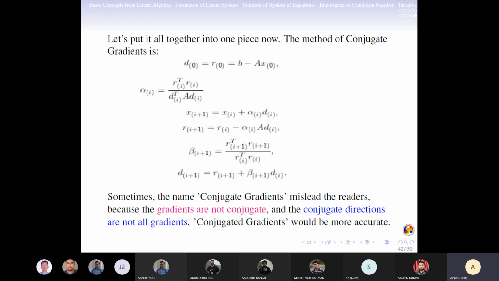Now, sometimes the name conjugate gradients misleads readers, because the gradients are not conjugate here, and also the conjugate directions are not all gradients. What we are doing is finding a new direction that is a linear combination of the previous gradients. So conjugated gradients would be the more accurate name.